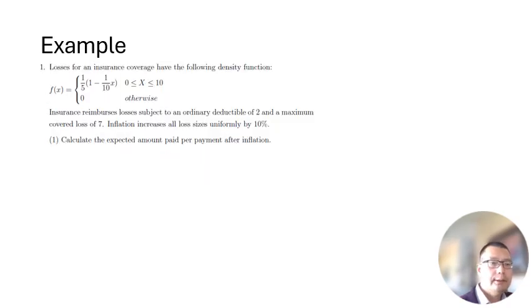Now let's look at this example. Losses for an insurance coverage have the following density function. Insurance reimburses losses subject to an ordinary deductible 2 and a maximum covered loss of 7. Inflation increases all loss sizes uniformly by 10%. Calculate the expected amount paid per payment after inflation. So this is asking about expected payment per payment. So there is a conditional format there before we even get to the actual situation.